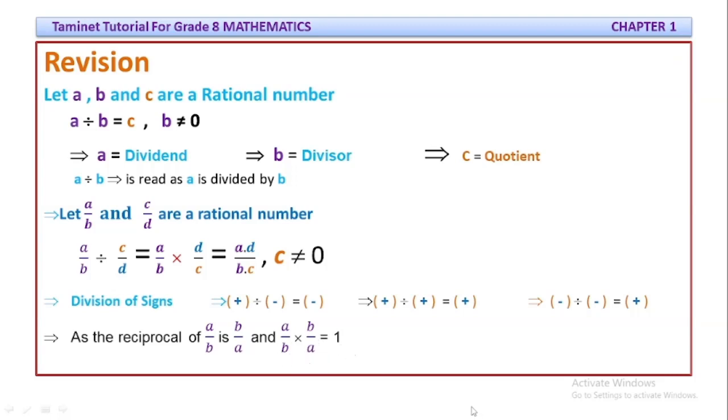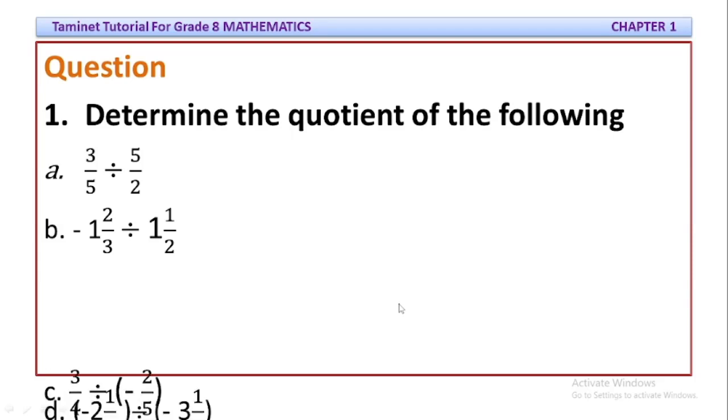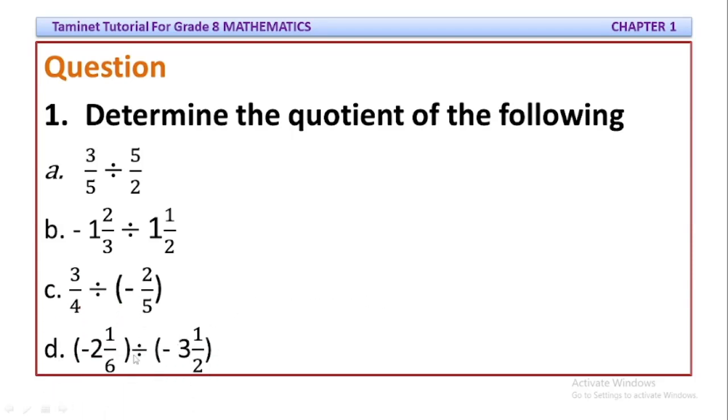So based on today's lesson, let's answer the following questions. Determine the quotient of the following. Based on our discussion today, you can answer the quotient of these given numbers. First you should observe the signs of the numerators and the denominators, and finally, based on the rule, it is easy to decide the quotient.